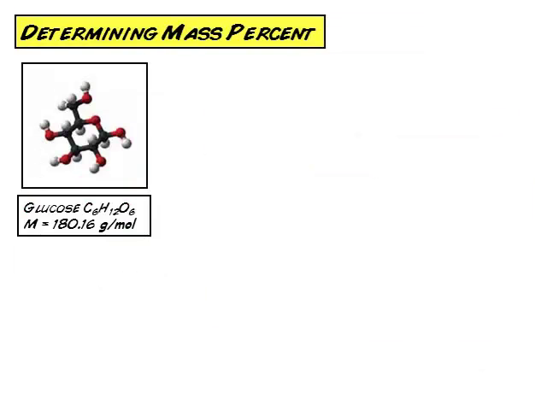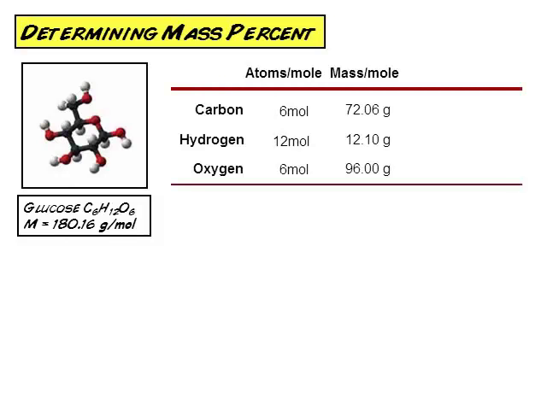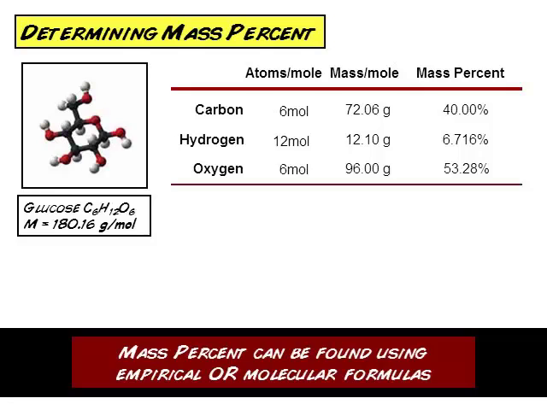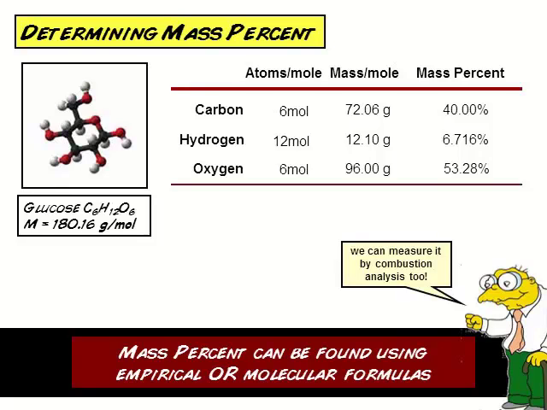If the molecular formula of a compound is known, or the empirical formula, we can use this to determine the mass percent of each of the different elements in the compound. Here we have glucose, which has a molecular formula of C6H12O6 and has a molar mass of 180.16 grams per mole. There are 6 moles of carbon, 12 moles of hydrogen, and 6 moles of oxygen in 1 mole of the glucose molecule. We can see here the mass of each of those components, and we can also determine the mass percent. Mass percent can be found using empirical or molecular formulas. We can also measure the mass percent using combustion analysis.